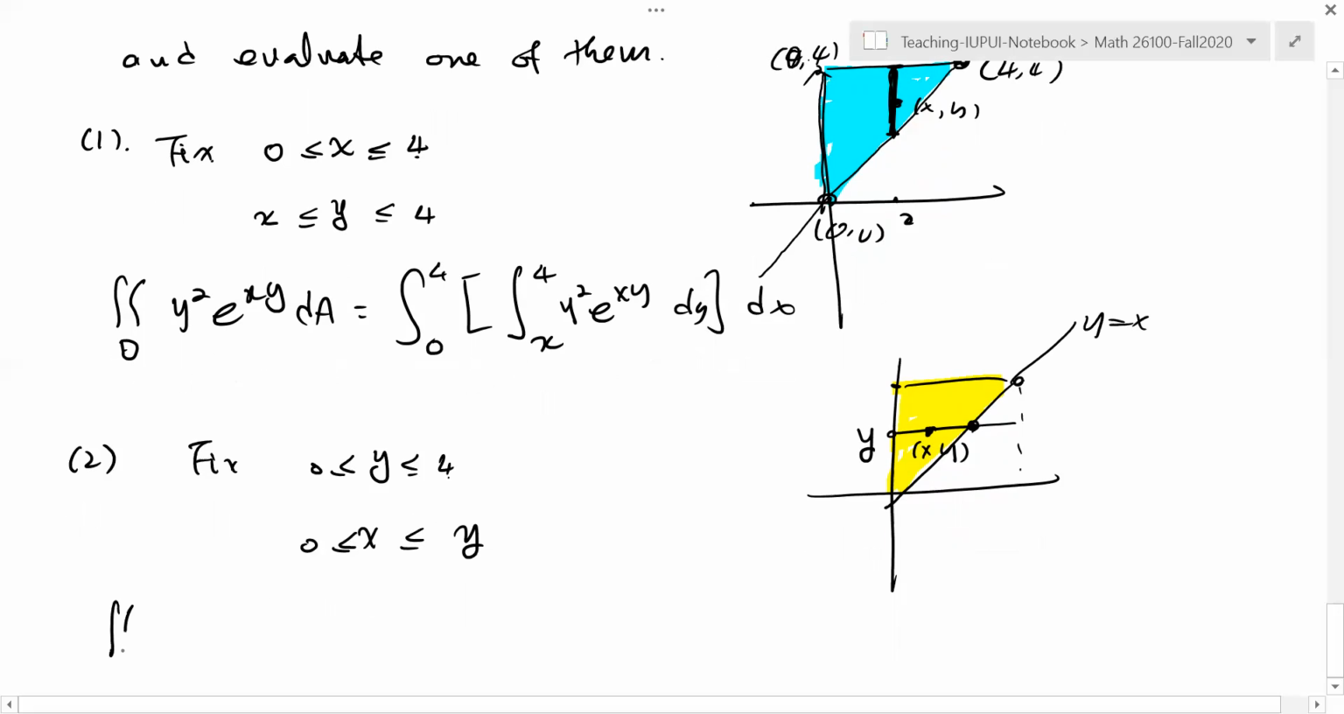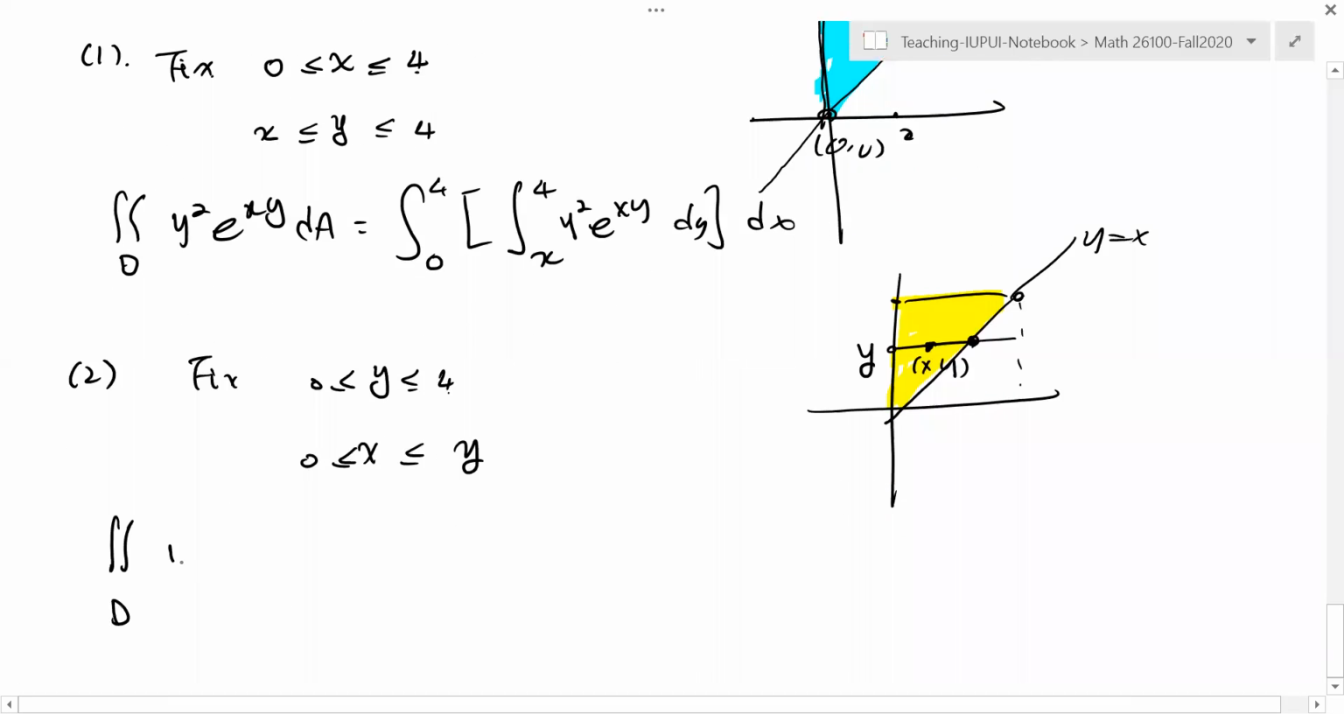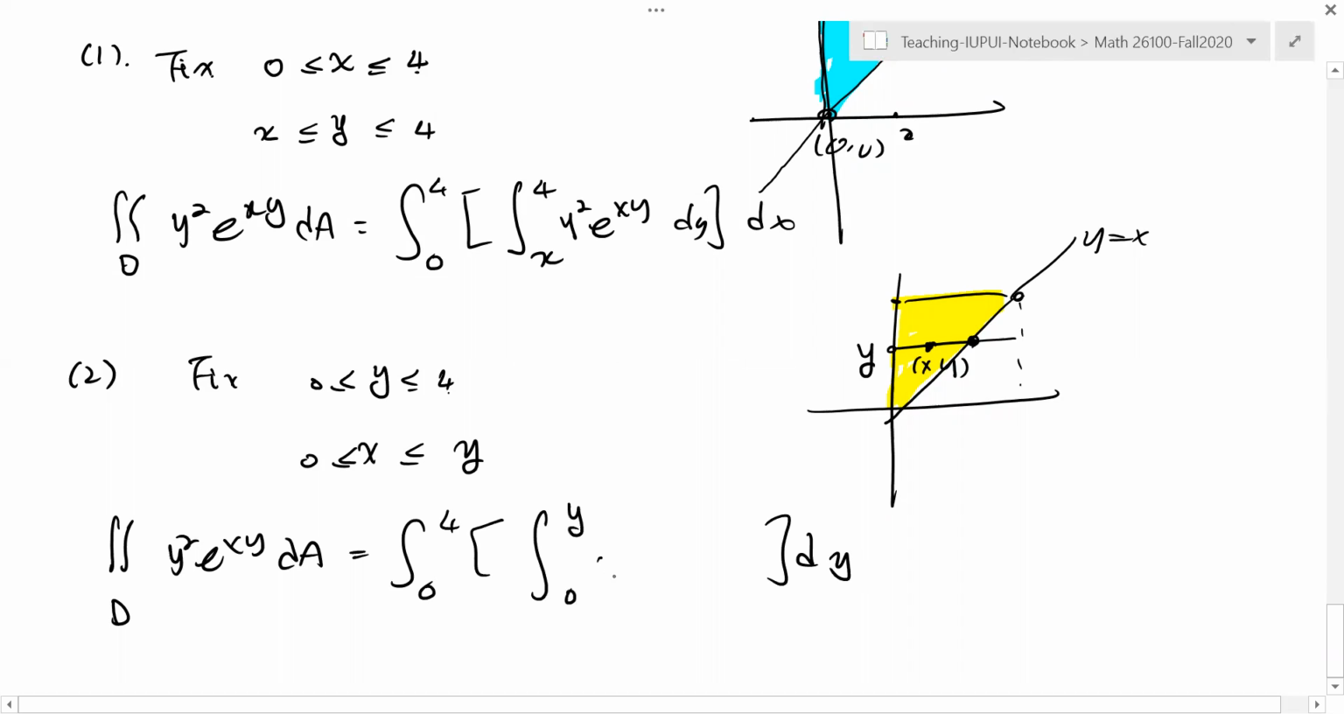So the double integral can be, yeah, y from 0 to 4, and x from 0 to y, of y squared e to the xy dx. Now let's take a look at those two iterated integrals. Which one looks much simpler, right? If I evaluate the above one with respect to y, I have a y squared in front of e. You view x as a constant. I think this is more difficult, more complicated.